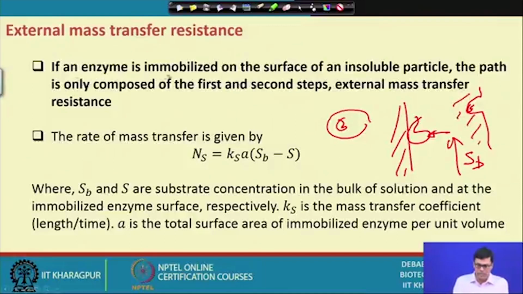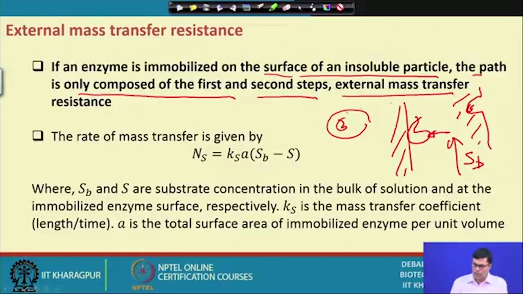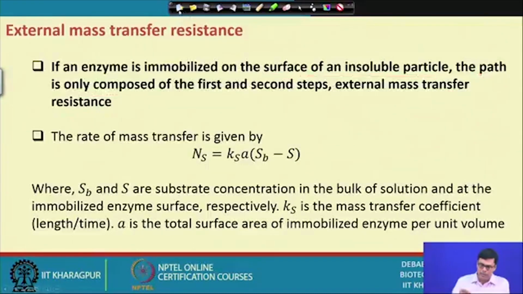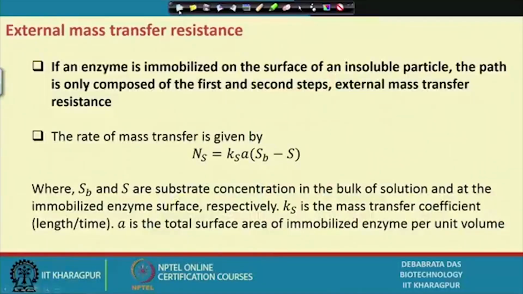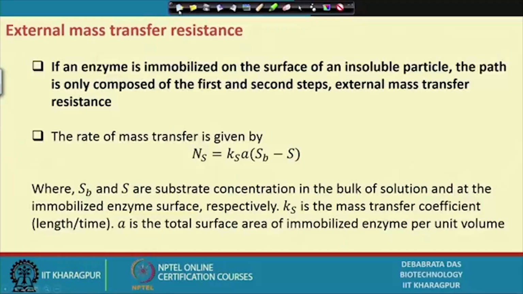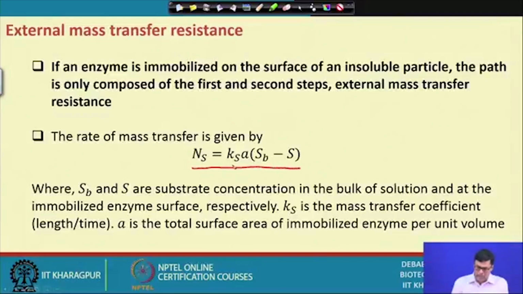So, if the enzyme is immobilized on the surface of the insoluble particle, the path is composed of only the first and second steps, what you call external mass transfer resistance. As an example, if we consider a nylon solid matrix with little pores inside its surface, in that case the enzymes will remain at the surface of the solid matrix. Now, in that case, how can you express the mass transfer? Mass transfer can be expressed as Ns equal to Ks into A into Sb minus S.